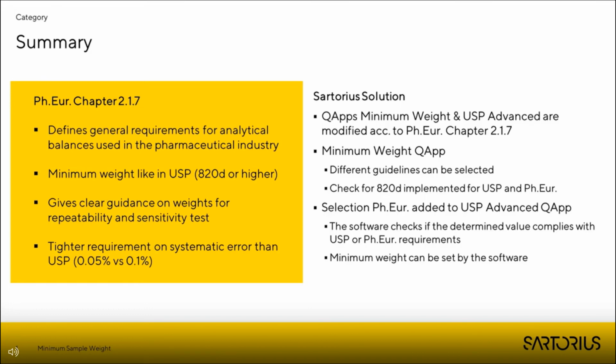To maintain compliance, Sartorius modified the Q-Apps minimum weight and USP Advanced according to the European Pharmacopeia Chapter 2.1.7. In the software application minimum weight, the user can select between different guidelines now, and a check for 820 digits has been implemented.